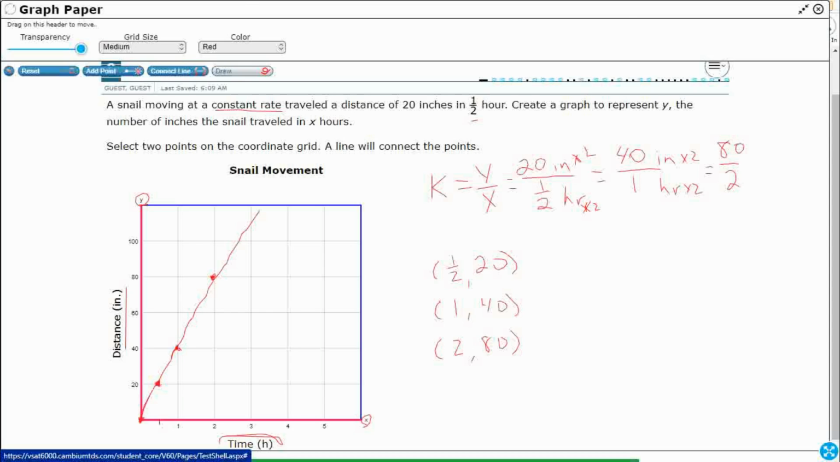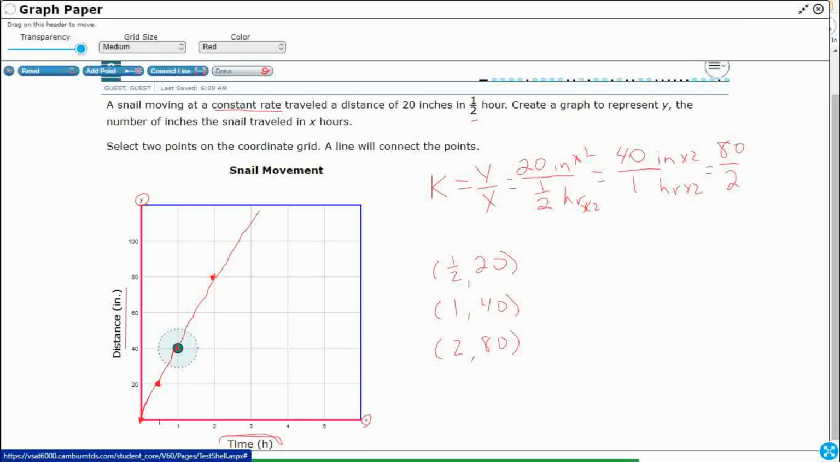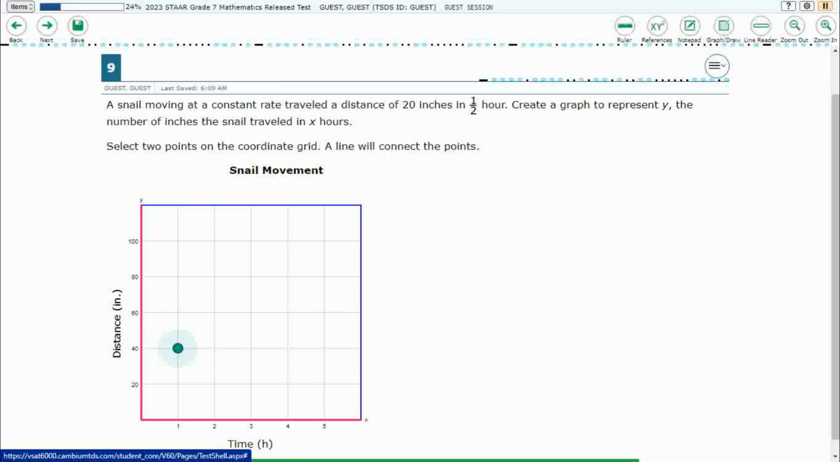So let's play around with it. What we do is we put our very first point on there by hitting it once, right? So I'm going to put my first point at that 1, 40. If we want, we can drag it around a little bit, but I want to keep it right there because I want my second point. Remember, we had it as 1/2, 20 or 2, 80. I'll go ahead and do that 2, 80 just so we stay on the whole number. So once I click that second point, you notice the line appears.